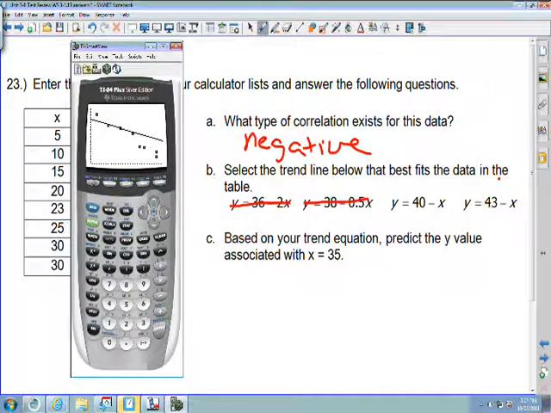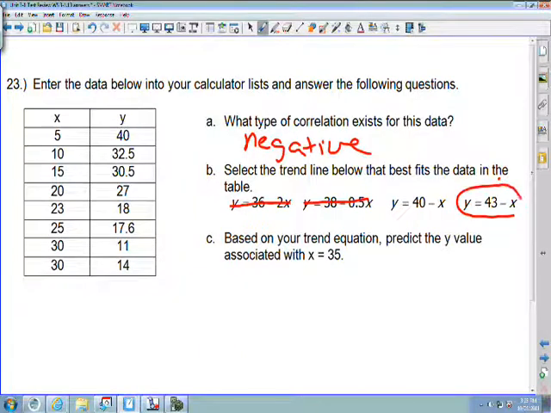So now I'm going into y equals. Let's put in 40 minus x, press graph. Not bad, it's a little low, but let's try another one. Let's try 43 and press graph. Sure enough, it goes through more of the points. It seems to fit a little better, so my answer is this one.